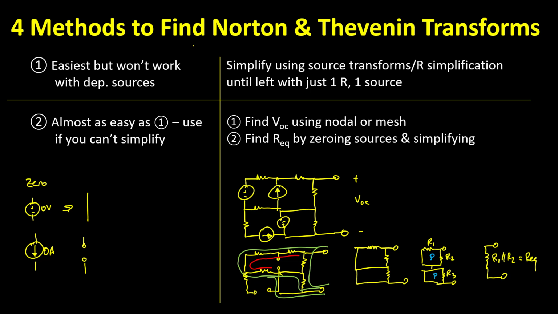And so now we've determined both our REQ and our VOC, and now we can draw our Thevenin equivalent. It's just our VOC in series with our REQ. And again, we found our VOC just by using nodal or mesh methods, and we found our REQ by zeroing our sources and collapsing the resistors in series or in parallel.